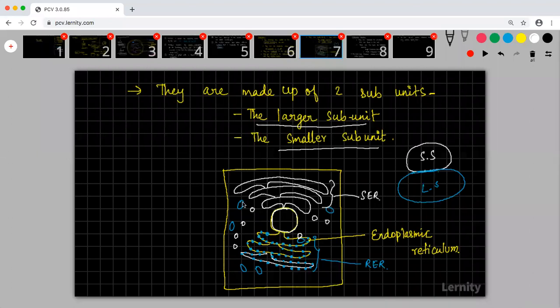And what will this rough endoplasmic reticulum produce? Since it is attached with the ribosomes, it will be responsible for producing proteins. It is not the place where proteins are produced, but it helps with the protein production. Whereas the smooth endoplasmic reticulum walls itself will be capable of producing what we call lipids or fats.